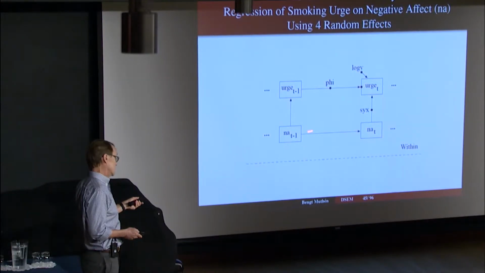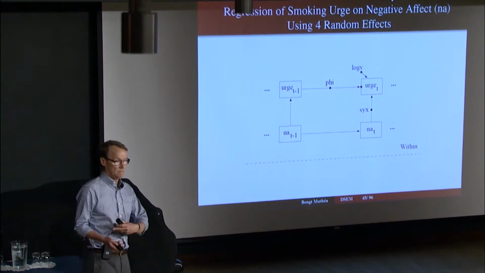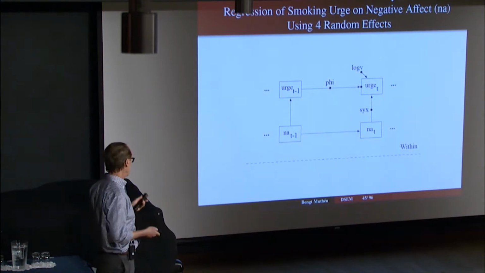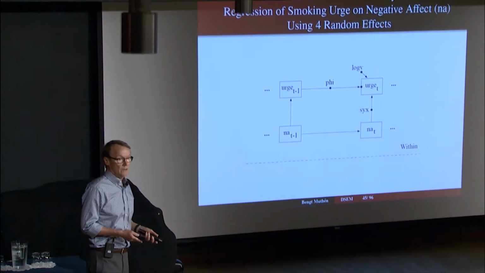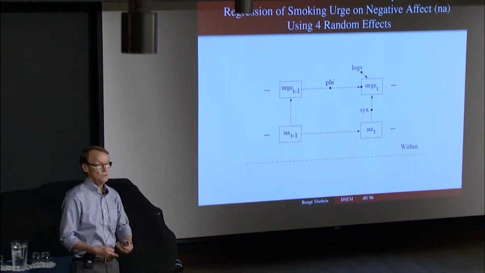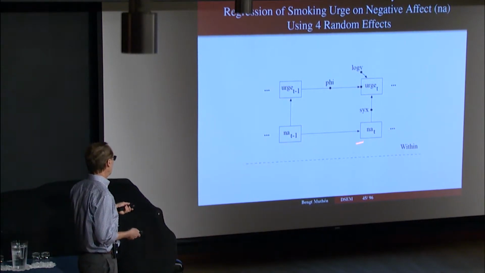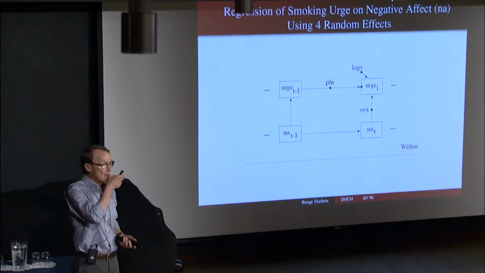We have some missing data on this variable, and to not deplete our sample size, to not throw away people like we did yesterday, at the very end of the day we bring this variable into the model by that regression, and then we can use everybody. If they have missing data on NA but not missing data on urge, they get to participate in the estimation.